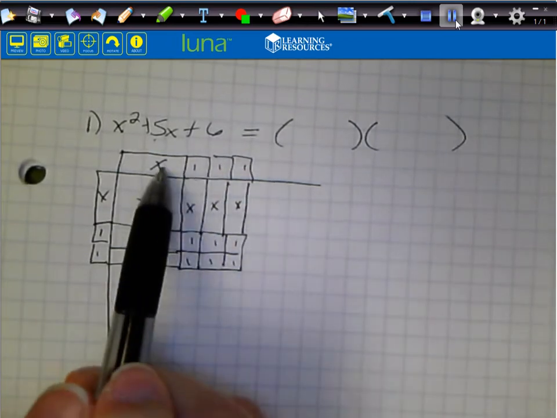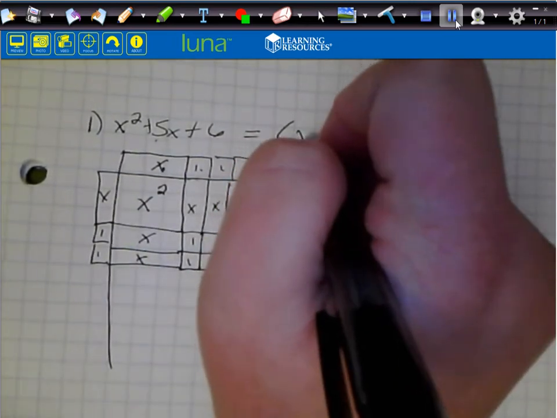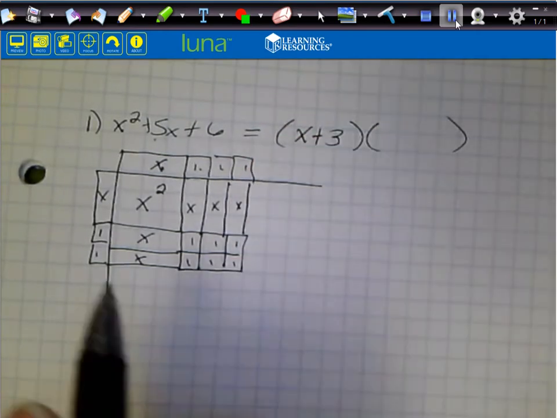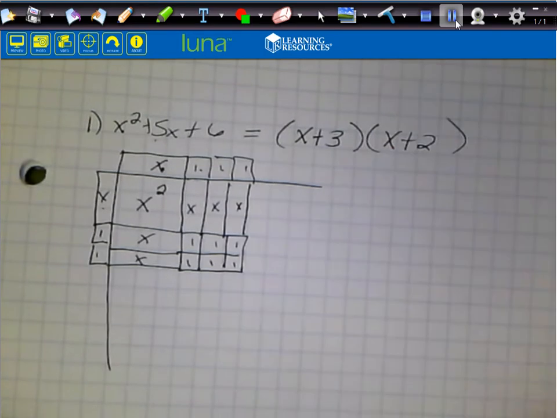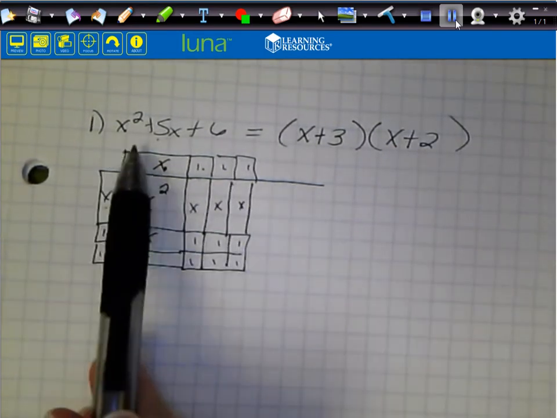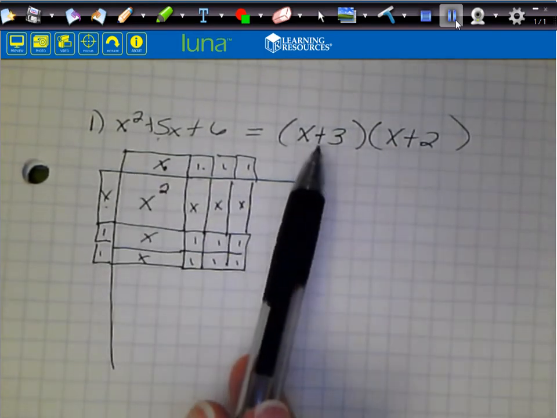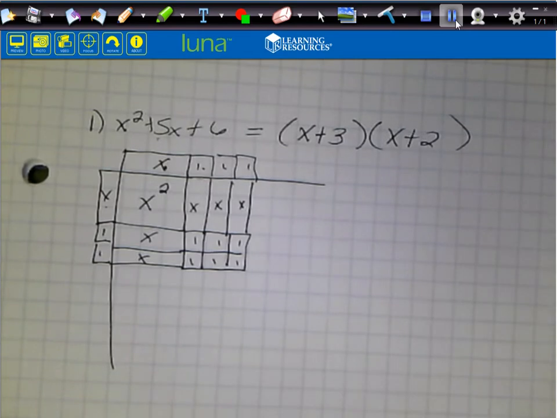This first one's got an x piece and 3 unit pieces, so I'm going to say x plus 3. This one on the side has an x and 2 unit pieces, so x plus 2. So I just factored x squared plus 5x plus 6 into x plus 3 and x plus 2.